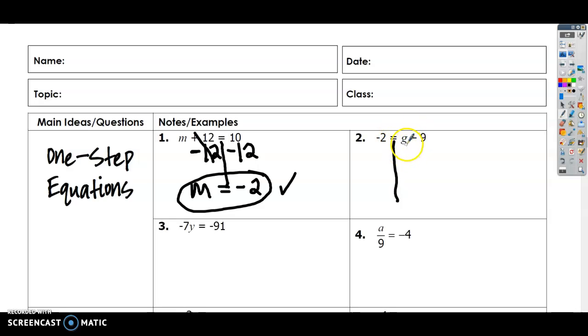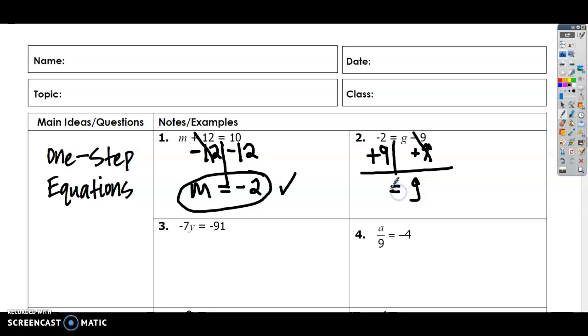Alright, so for number 2, I'm going to draw my line. I'm solving for the unknown, which in this case is g. So the opposite, or the inverse, of minus 9 is plus 9. So I'm going to add 9 to both sides because, again, it's an equation. We want to keep it equal. So to keep it equal, we have to do the same thing.